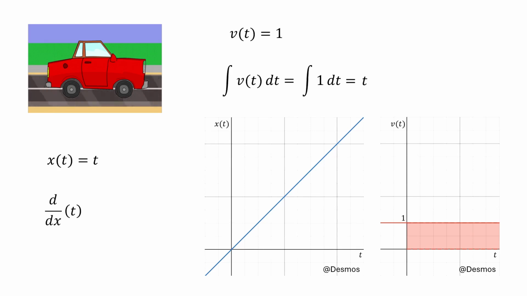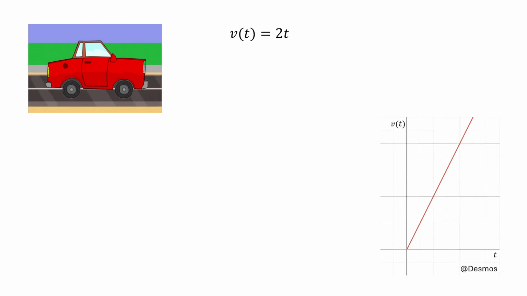What's the derivative of t? It's 1, which is the car's constant speed. Once again, this shows that integration and differentiation are opposites. The integral of velocity gives us distance. The derivative of distance gives us velocity.